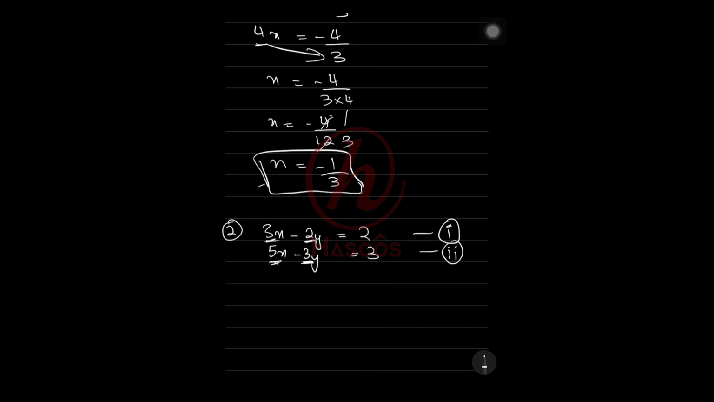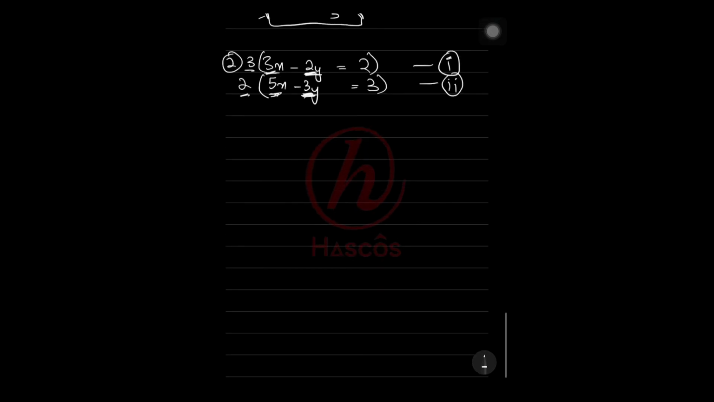So we're going to multiply the entire equation number 1 by 3 so that 2y becomes 6y. We're going to multiply the entire equation number 2 by 2 so that the minus 3y becomes negative 6y. That way we'll have the coefficients of y similar to each other. Now when we expand this, we get 9x minus 6y equals 6, and then we get 10x minus 6y equals 6.